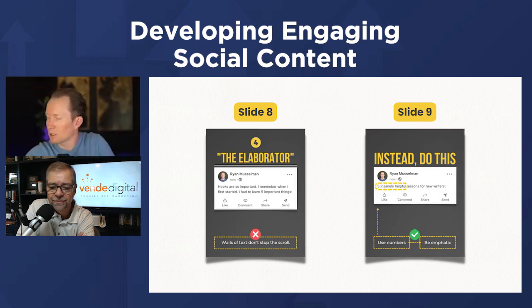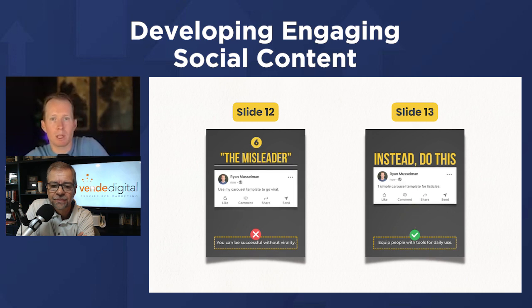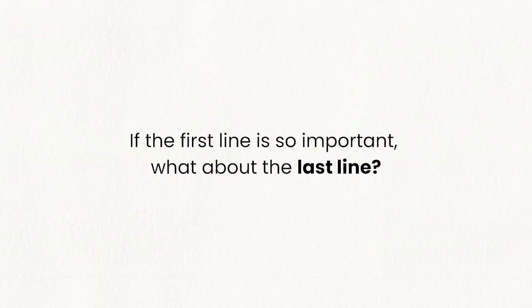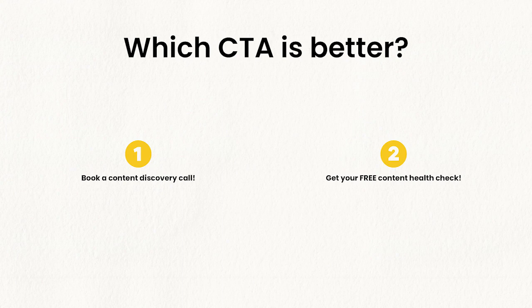Okay, I know that we're tight on time, so I'm going to speed through some of these because you guys have this carousel in there. We're almost done here. If the first line is so important, what about the last line, the call to action? So 2 quick ones here, and then I'll explain why I've chosen these. Which CTA is better, 1 or 2? Book a content discovery call 1, get your free content health check.